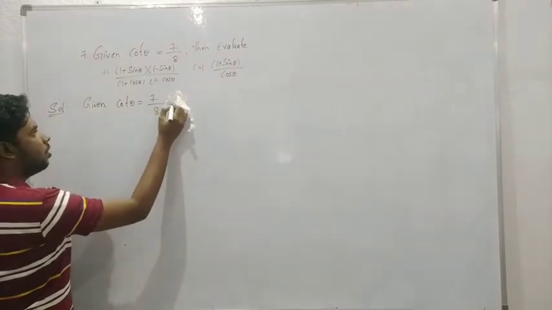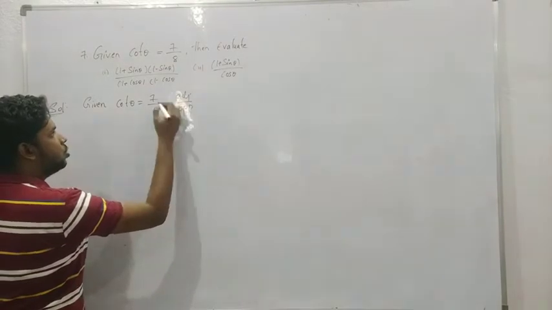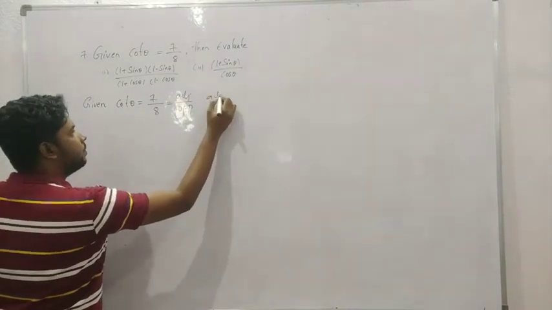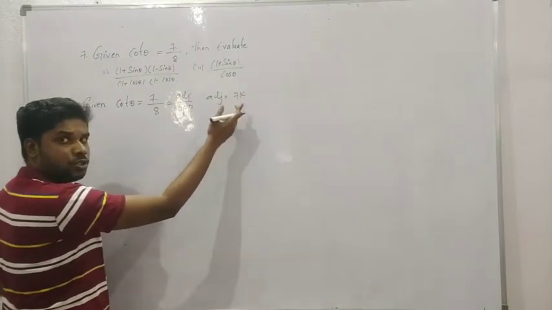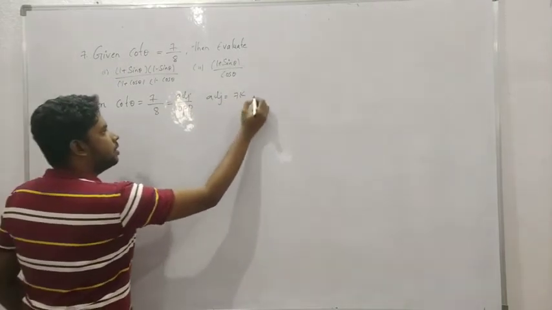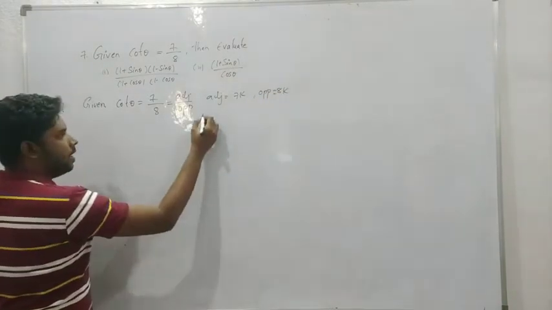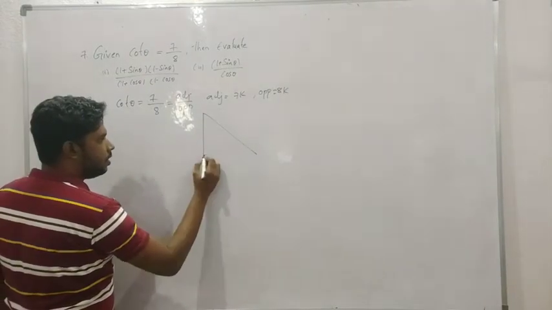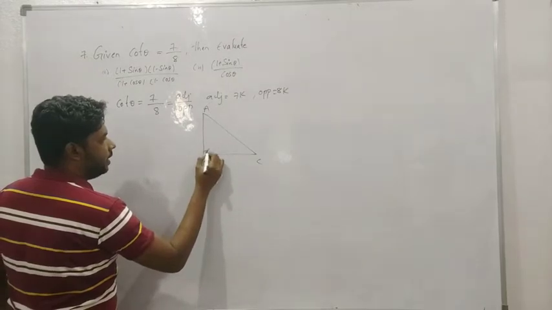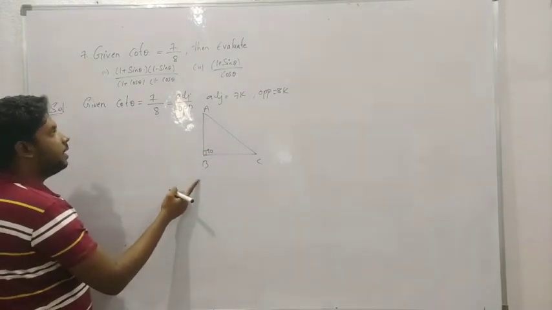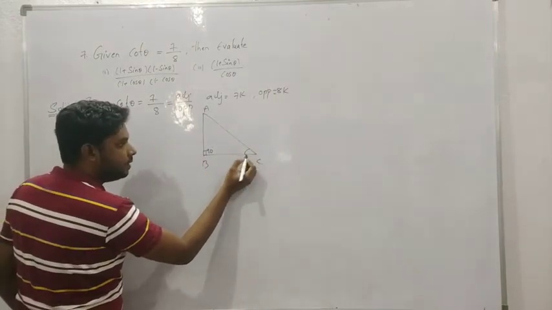How? The formula for cot theta is adjacent divided by opposite. So we take adjacent as 7k, where k is some positive number. Opposite is 8k. Now I will draw a right angle triangle ABC. My right angle is at 90 degrees here at B. You can take angle A here also, your wish. I am taking angle theta at C.